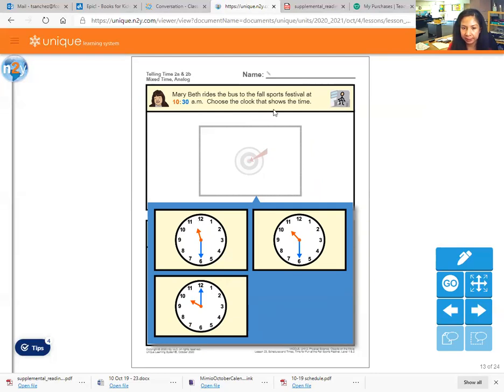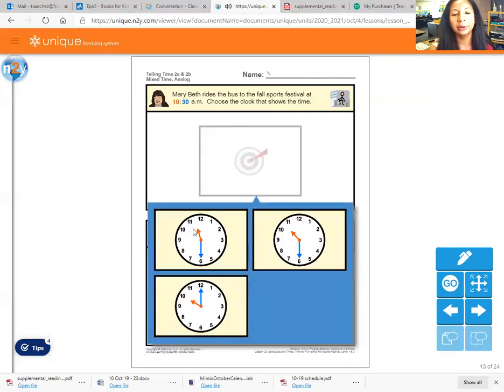So we need to find 10:30. Let's look at the first one. Okay, so the hour hand is pointing closest to 11. See, it's slightly between 11 and 12. Remember, we go to the smaller number.